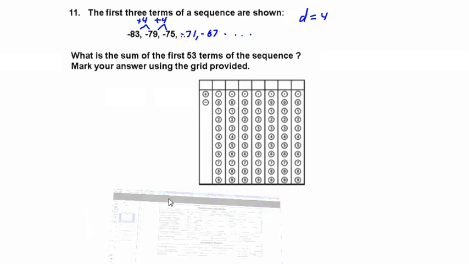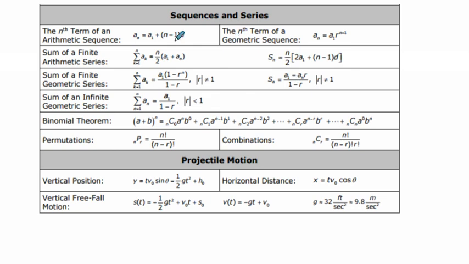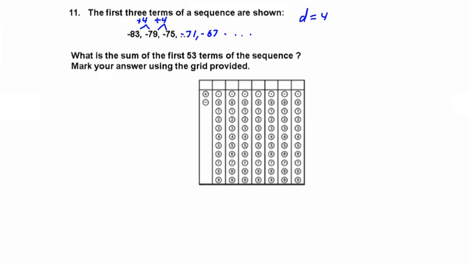This is our ACP formula chart. We have 2 formulas that we can use in conjunction to get this right. We have the nth term of an arithmetic sequence, and we also have the sum of a finite arithmetic series. So we're going to use both of these formulas. And the first thing we're going to do is get the 53rd term, because we want the first 53 terms. So the formula is a sub n equals a sub 1 plus d times quantity n minus 1.